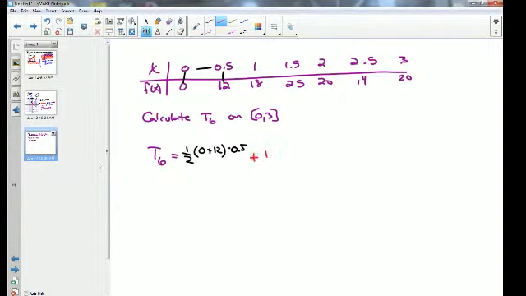Then we can move to the next one. Same, but we're at 12 and 18 now, right? Right. A quarter of 30. 7.5.